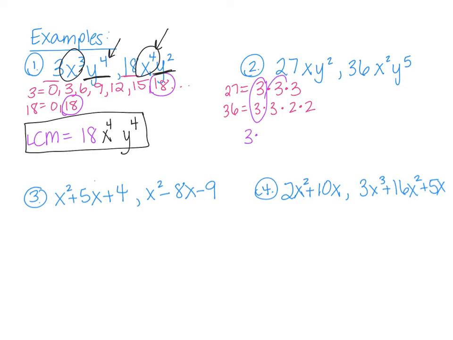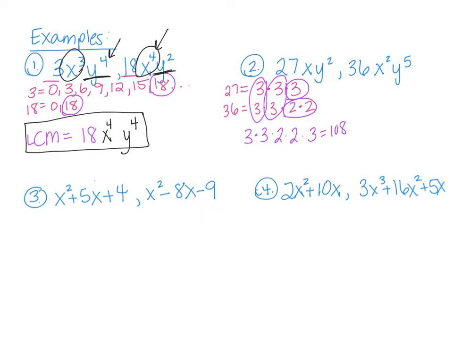I'm going to need one of these sets of 3s. Okay. Then I'm going to need this set of 2s. Then I'm going to need that last 3 that I haven't used yet. Okay. So 3 times 3 is 9. 9 times 2 is going to be 18. 18 times 2 is 36. 36 times 3 is 108.